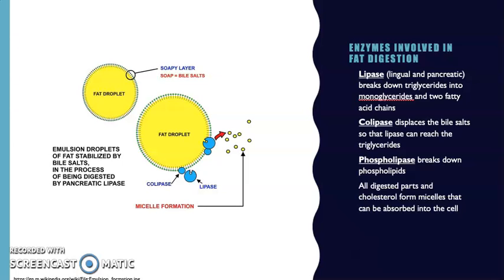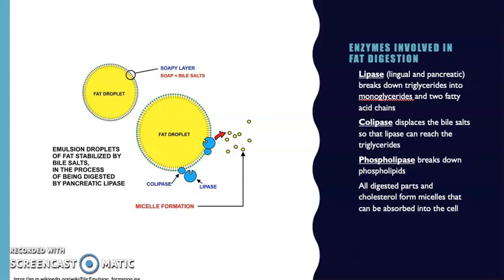The enzymes involved in fat digestion include lipase, colipase, and phospholipase. Lipase is found in 2 forms in the body, lingual and pancreatic. Lingual lipase is found in the oral cavity and is the first enzyme to start the breakdown of triglycerides. Pancreatic lipase is made in the pancreas and excreted into the small intestine. Lipase breaks down triglycerides into monoglycerides and 2 fatty acid chains, but it can't do it on its own.